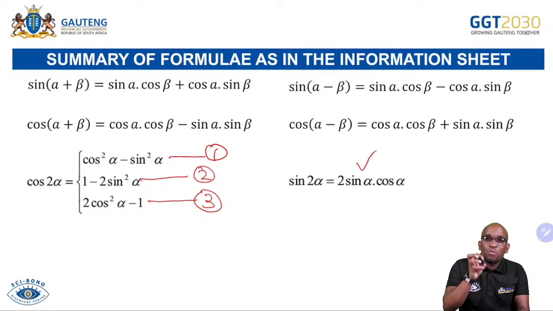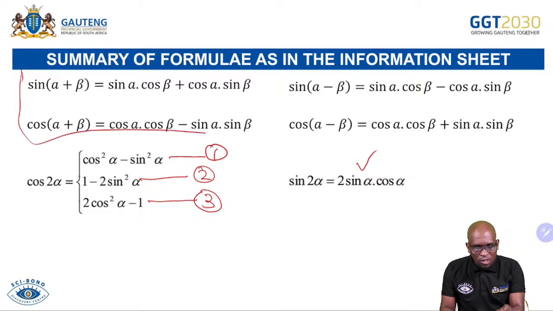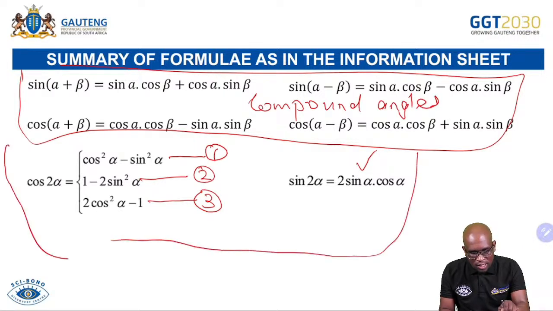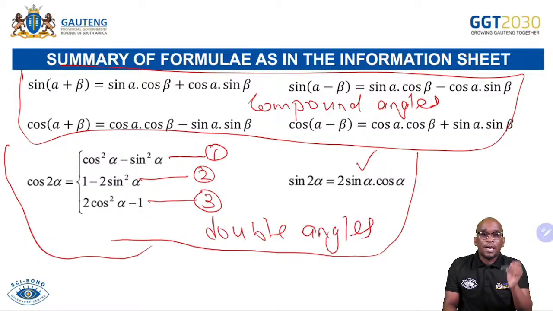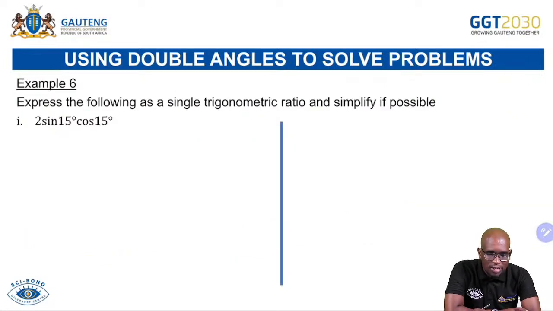Now, these formulas here mean we have a complement of all the formulas that are in your formula sheet. The first four are for compound angles. We've worked through them, and then these ones here are for double angles. So now we have a full complement of the formulas. It means now we have to go and apply them. Right, let's check now the example.